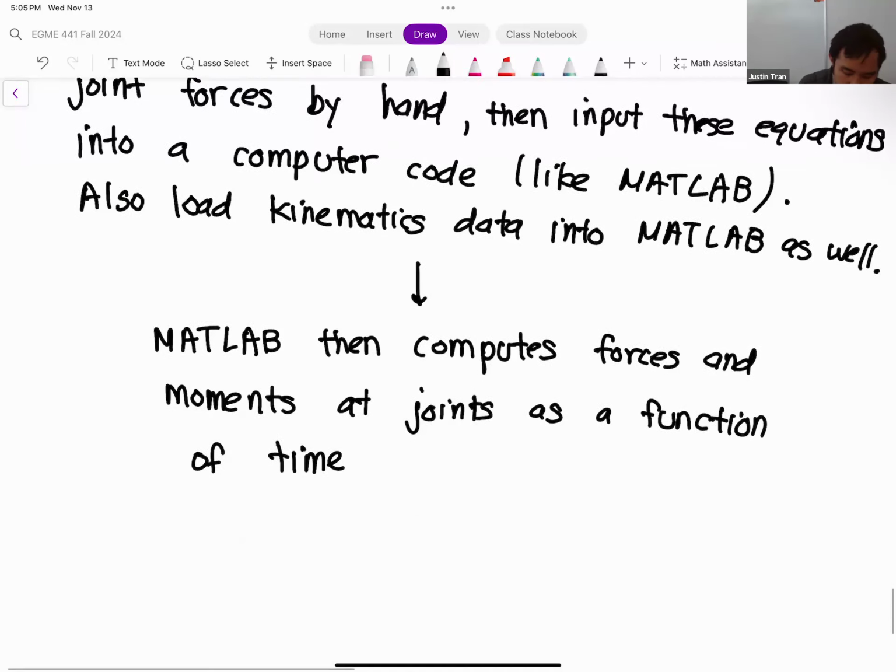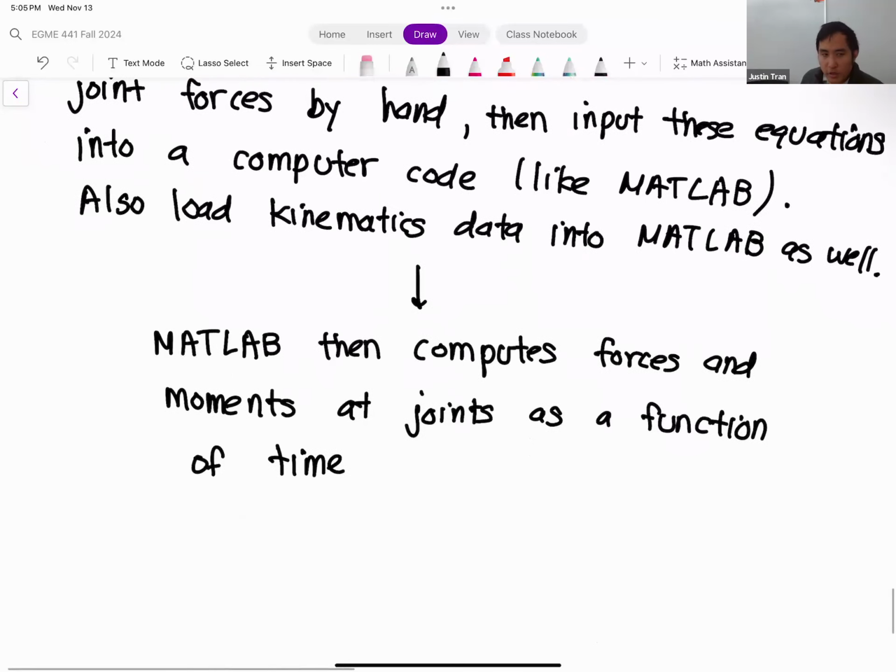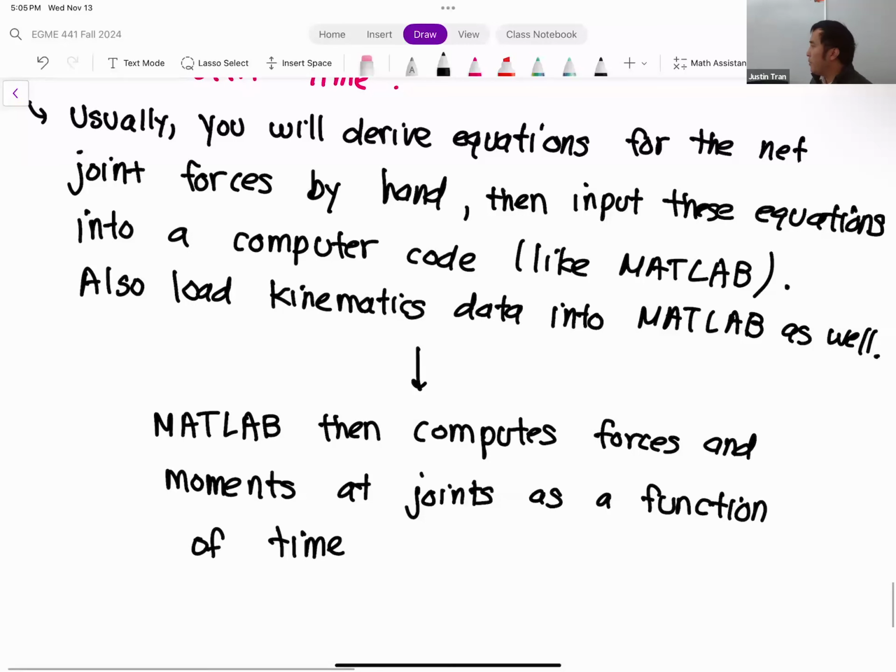And so for your exam, how am I going to test you on this? Obviously, you're not going to have MATLAB available to you. You're not going to have Excel available to you. And so on the exam, what I'm going to give you is basically a problem just like this previous example, where I give you all the dimensions. We assume all the kinematic data is known, and I want you to derive the expressions for the joint forces and joint moments at each joint.